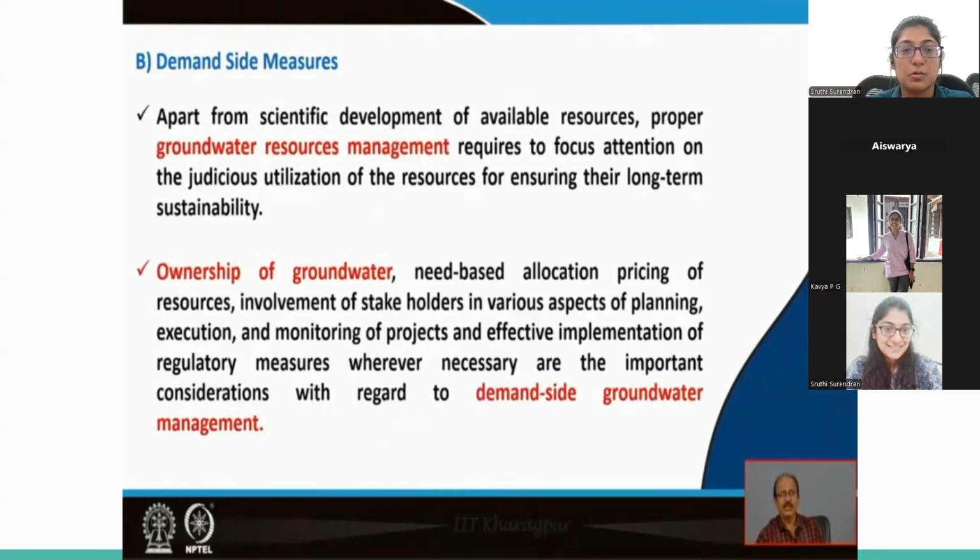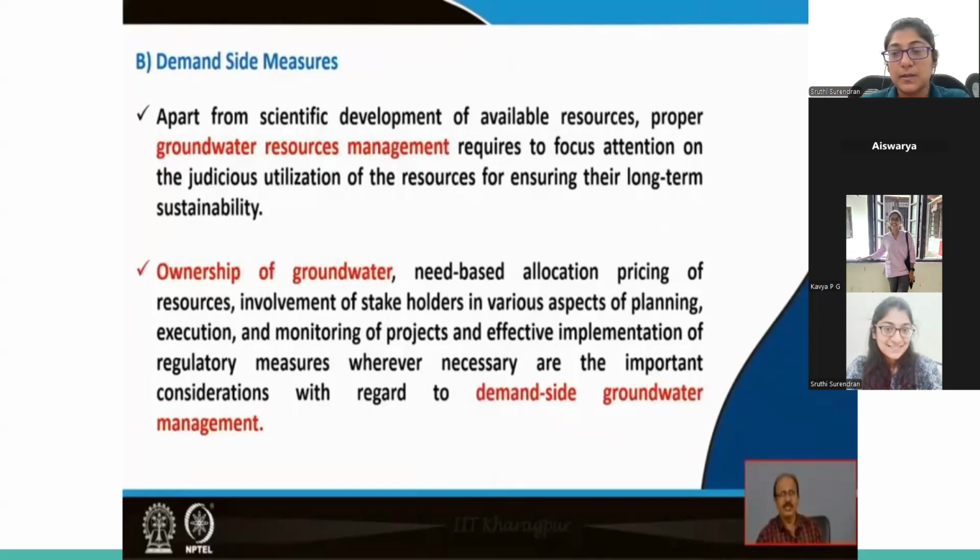The sustainable utilization of the groundwater resources. And for that purpose, in order to fulfill the duty, or in order to exercise judicious utilization of the resources, one must take ownership of the groundwater. The idea or the responsibility of considering groundwater as a resource, not just as some random resource, but as our own, something that we have to value, something that we have to use in a very careful manner, indicates that you need to take ownership of the groundwater.